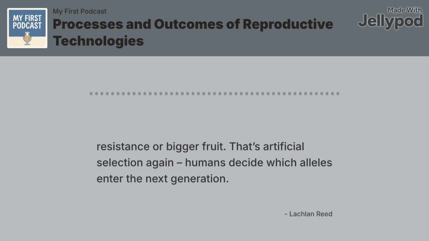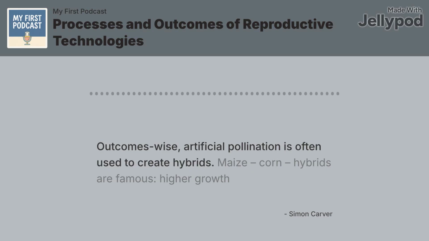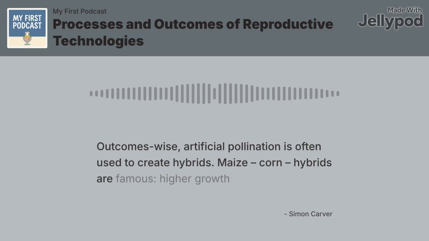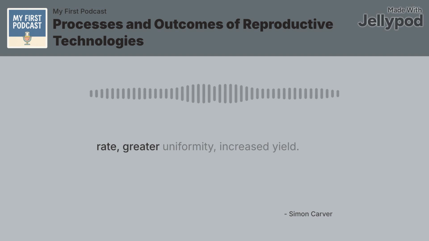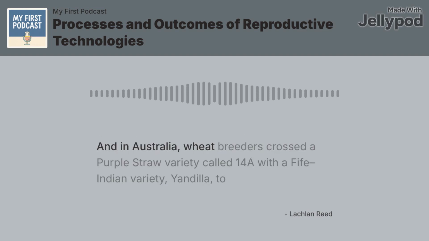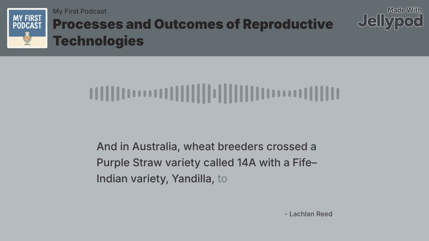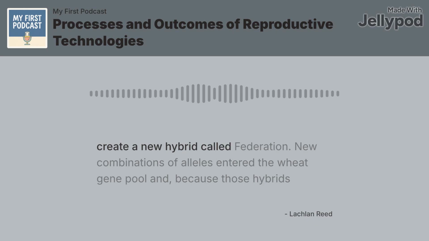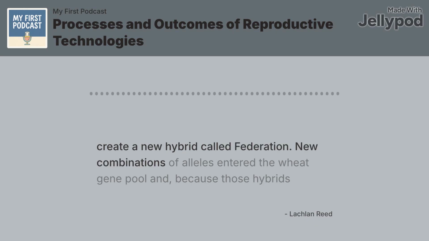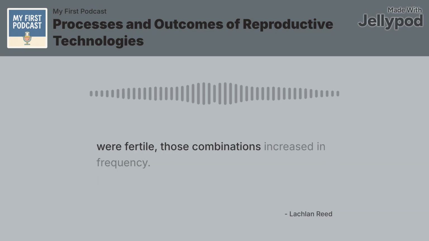Outcomes-wise, artificial pollination is often used to create hybrids. Maize, corn hybrids are famous. Higher growth rate, greater uniformity, increased yield. And in Australia, wheat breeders crossed a purple straw variety called 14A with a Fife Indian variety, Yandilla, to create a new hybrid called Federation. New combinations of alleles entered the wheat gene pool, and because those hybrids were fertile, those combinations increased in frequency.